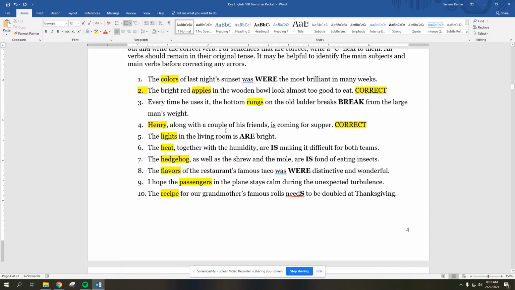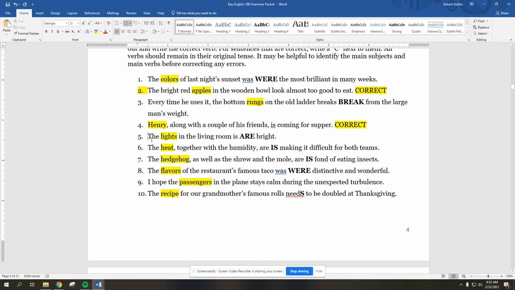3, every time he uses it, the bottom rungs on the old ladder break from the large man's weight. Rungs break. 4, Henry, along with a couple of his friends, is coming for supper. That is correct. Henry is coming for supper. Again, just put your thumb over or cross out the dependent clause if it's confusing you.